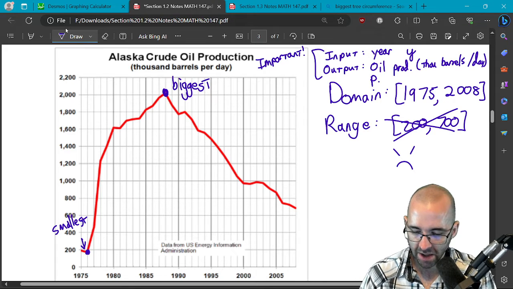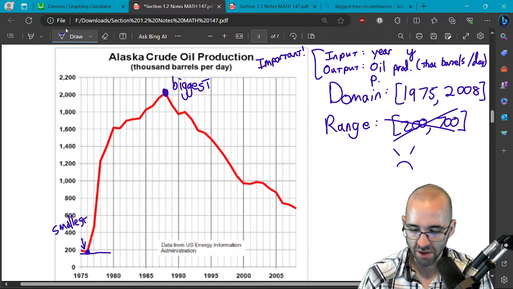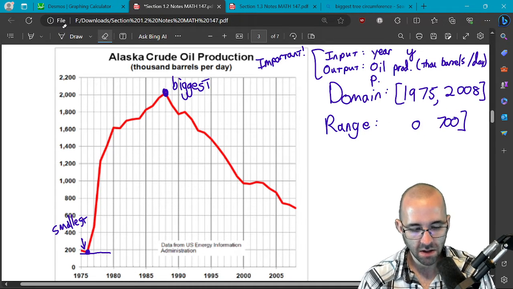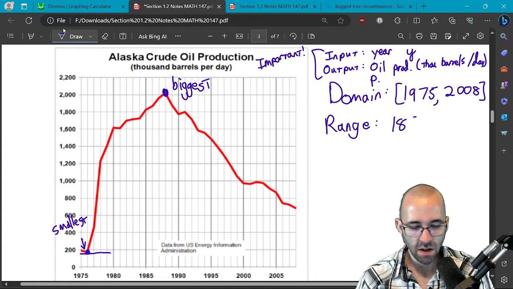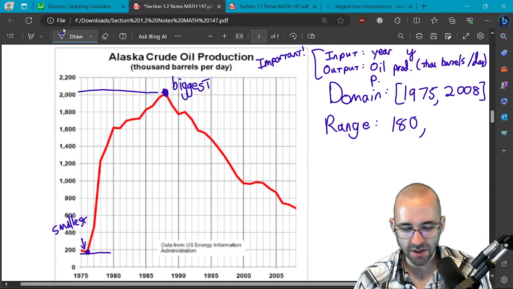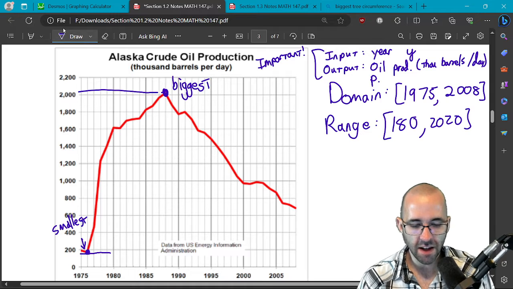Now we just kind of estimate. What's the Y value here? I don't know, maybe it's like 180 or something. And what's the biggest value here? It's a little over 2,000. You can approximate it however you want. 2020.